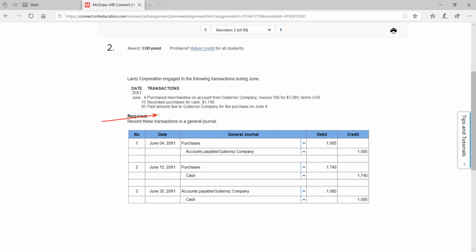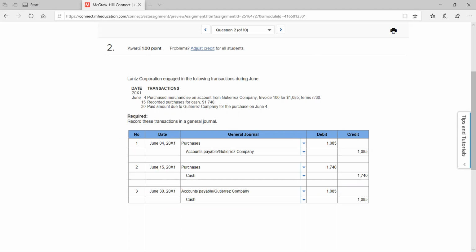And by the way, I don't believe they deal with any sort of sales tax in this chapter. So not that there wouldn't be, but just in case you're wondering, you only have the sales tax to worry about in Chapter 7. Okay, June 15th said you had purchases for cash. So same thing, you debit purchases except you credit cash, not accounts payable. Finally, you paid what you owed from the 4th. So debit AP, credit cash.